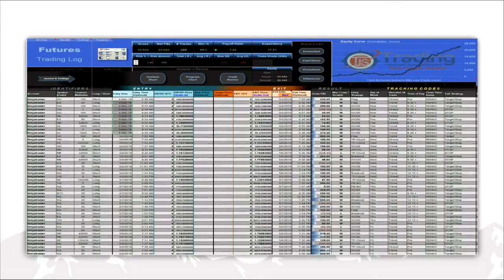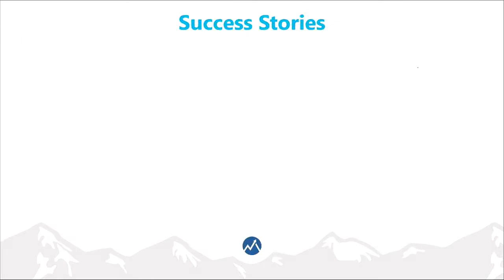Let me show you some success stories. These are all traders that I've worked with one-on-one and how they've done. These are their equity curves. So this is Randy's equity curve. He trades value spreads and value retracements. He's done really, really well. You can see it just following along very nicely.